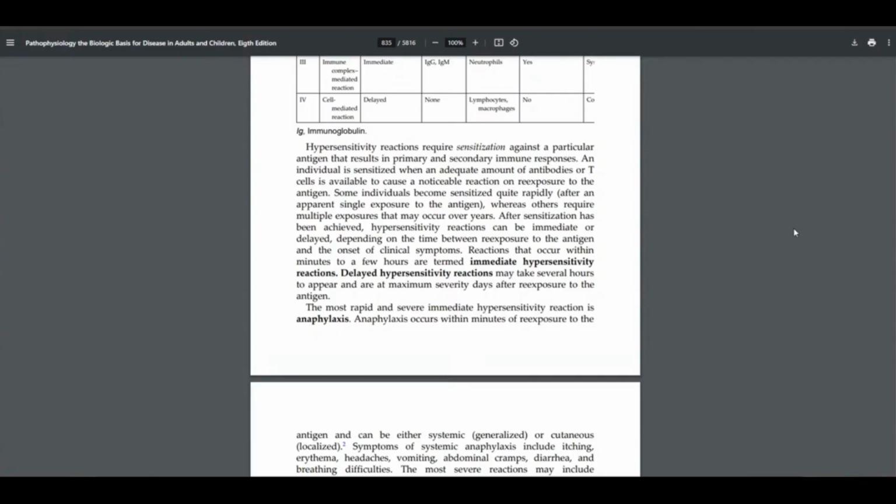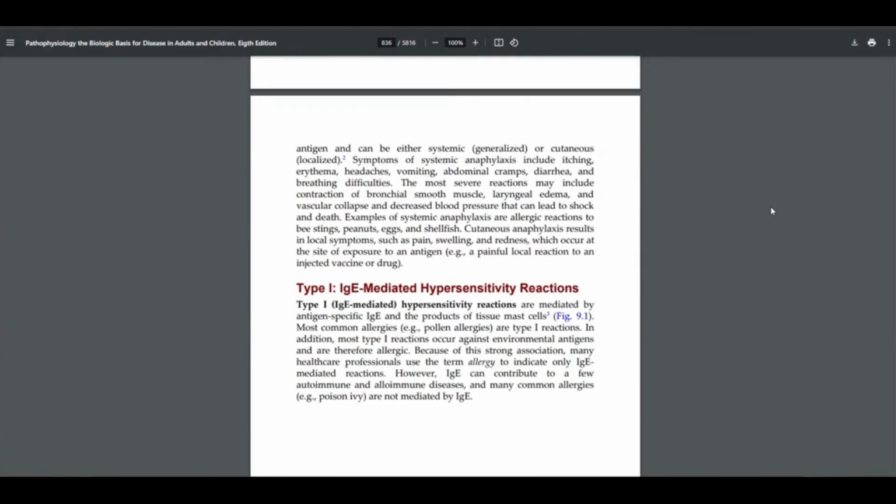The most rapid and severe immediate hypersensitivity reaction is anaphylaxis. Anaphylaxis occurs within minutes of re-exposure to the antigen and can be either systemic, generalized, or cutaneous, localized. Symptoms of systemic anaphylaxis include itching, erythema, headaches, vomiting, abdominal cramps, diarrhea, and breathing difficulties. The most severe reactions may include contraction of bronchial smooth muscle, laryngeal edema, and vascular collapse, and a decreased blood pressure that can lead to shock and death.